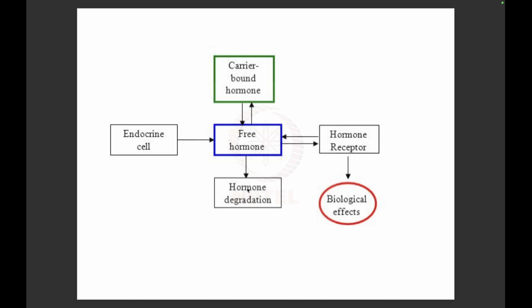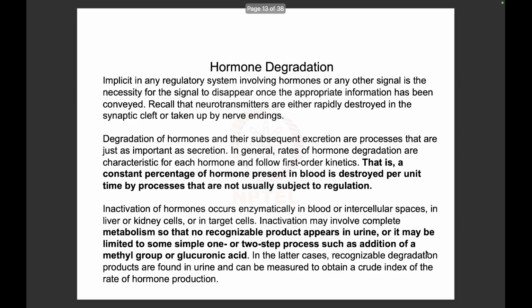Free hormone can also lead to hormone degradation, that's why, for the protection of the hormone, it is also carrier bound. The endocrine cell releases some free hormones, which later can bind to the carrier protein, and this free hormone can bind to the hormone receptor in order to generate the biological effects.